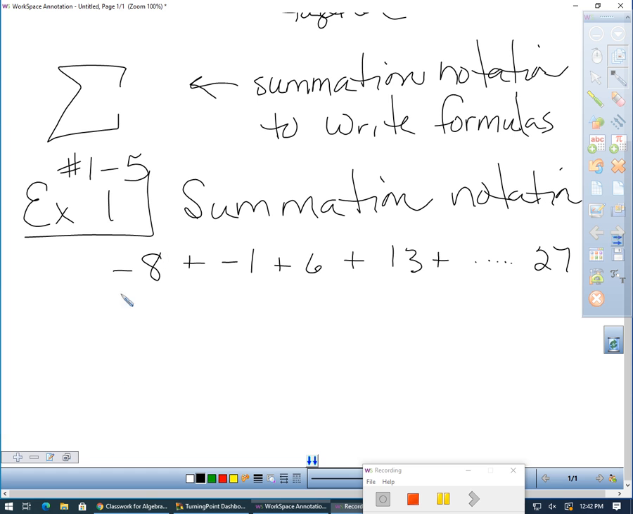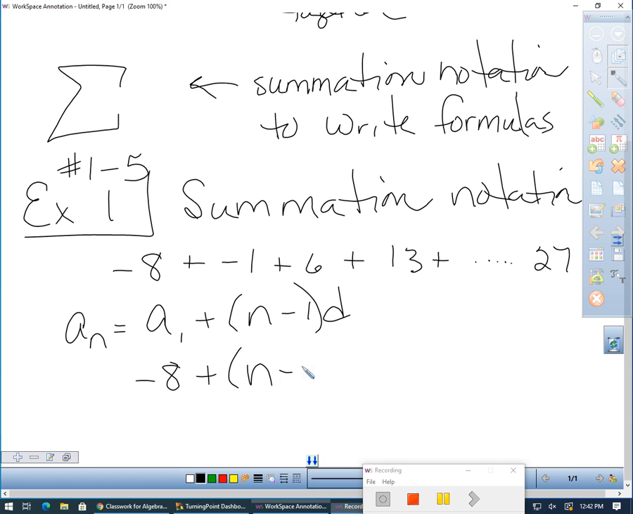So we are adding how many every time, first of all? 7. So when we talk about this, since we're adding each time, it follows this: a sub n equals a sub 1 plus n minus 1 times d, right? We know our first term is -8 plus n minus 1 times d, and you guys said it was 7. This is what's going to go behind the sigma. That's our formula we're using.